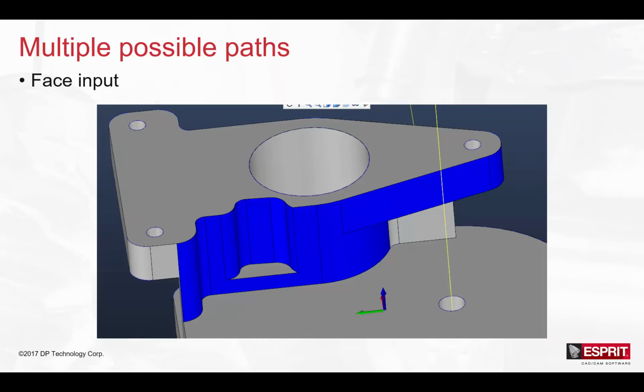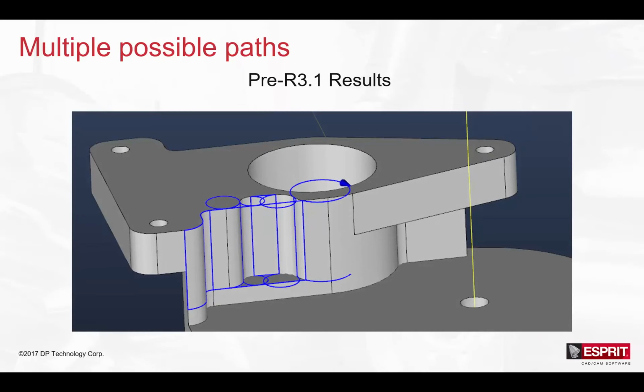Here's an example where we had multiple possible paths. And so here you can see that we can actually go either above the shelf or below the shelf. So this was my face input. And this is what I would actually get inside of ESPRIT TNG prior to release 3.1.